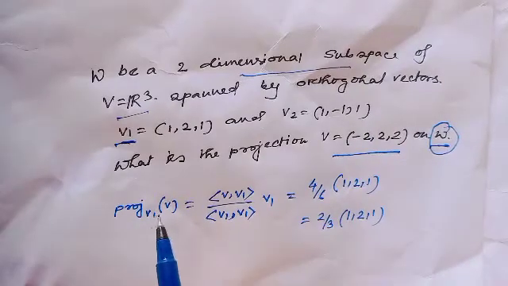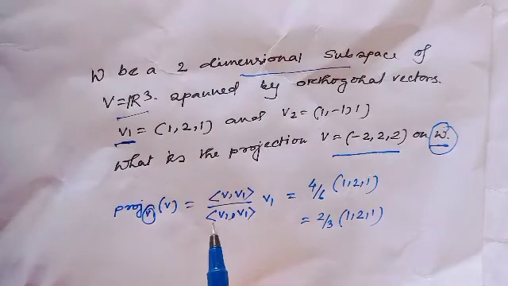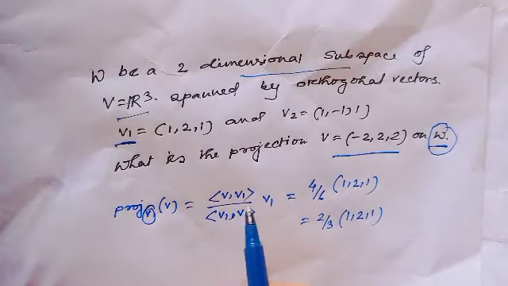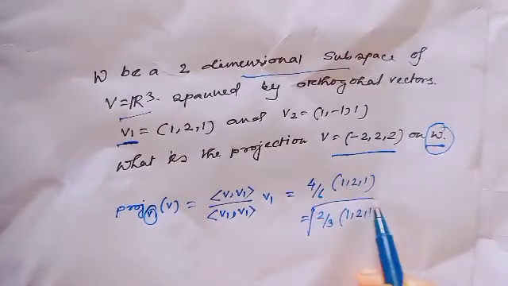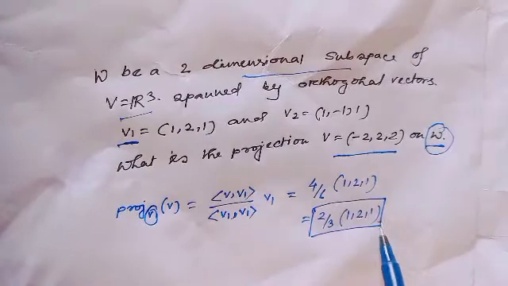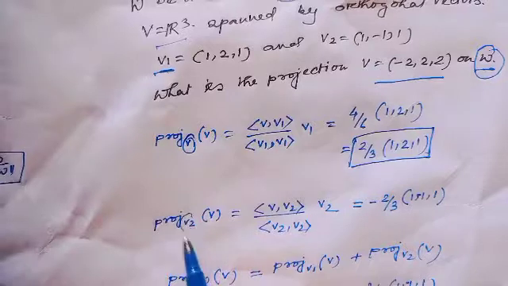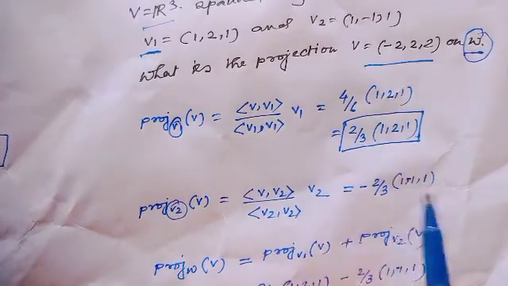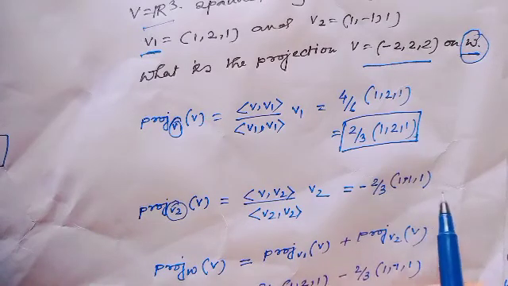Then at first we have to find the projection of V onto V1. By the formula, this is the inner product of V with V1 over the inner product of V1 with V1, times V1, and this is equal to 2/3 times (1, 1). Then we have to find the projection of V onto V2, which by the previous method would be -2/3 times (1, -1, 1).